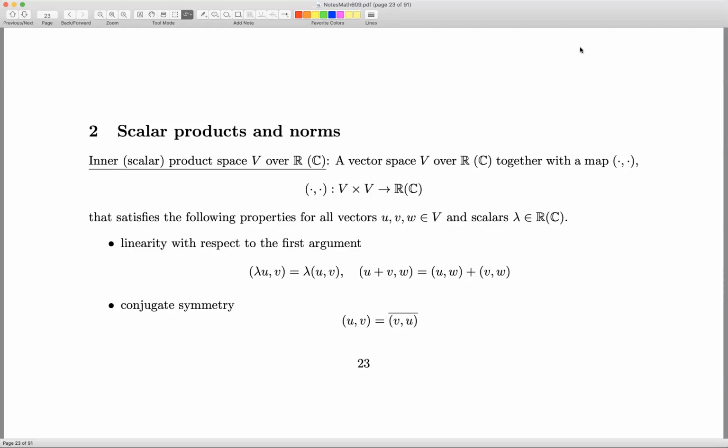Hello, we continue with lecture number 4 for Math 609. As I mentioned last time, we will discuss scalar products and norms.